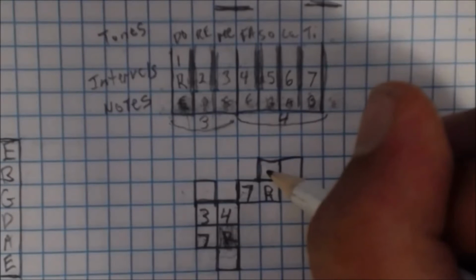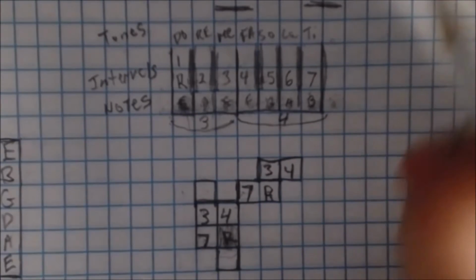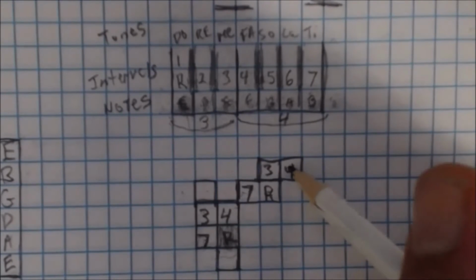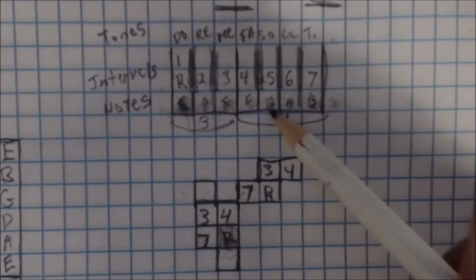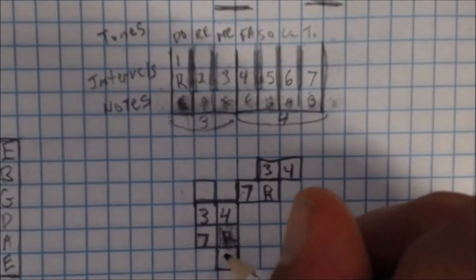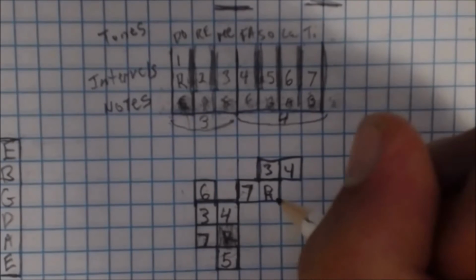And 7, root, 3 and 4 are always in your box. Okay? Your root, your 7th, your 3rd, and your 4th. All you're missing is your 2, 5, and 6. Where are 2, 5, and 6? But we'll get to that. Although right now I'm going to tell you 5 and 6 are always connected to your box.